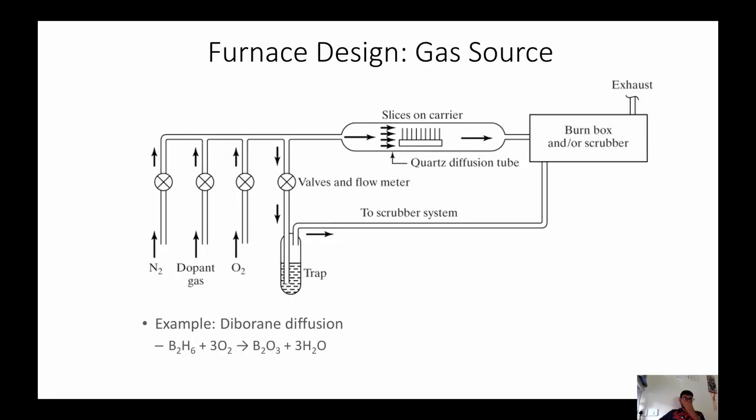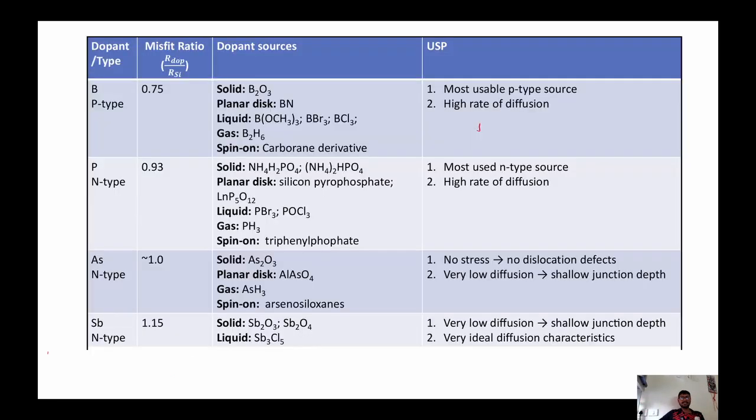Okay, so there is a gas source that is the same thing. Dopant gas is going, and nitrogen is going again. Oxygen is also there, that will form B2O3 over there, and this B2O3 will be deposited over the substrates, and there will be a diffusion of boron inside. Okay, that is the thing.